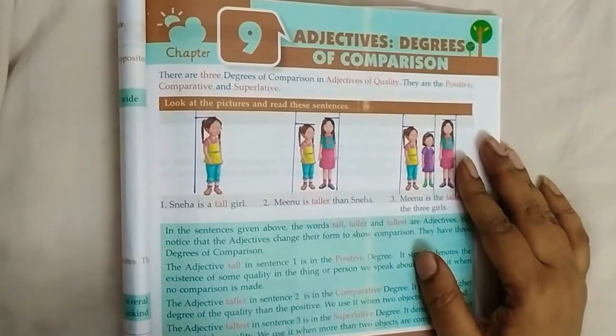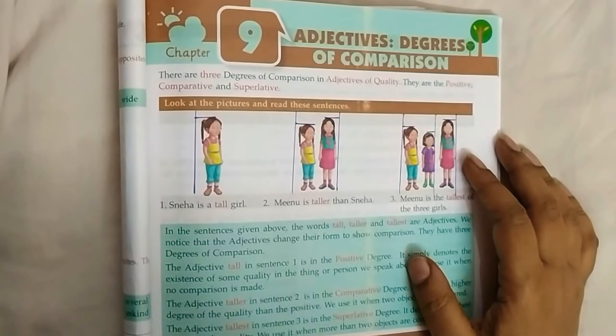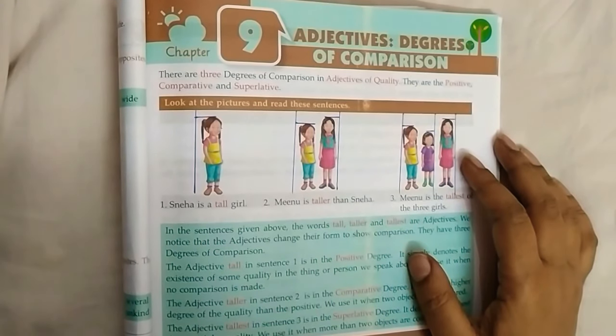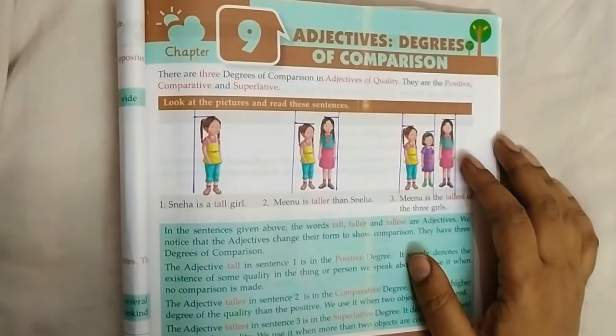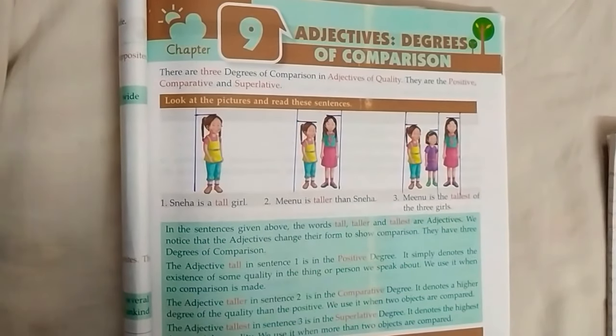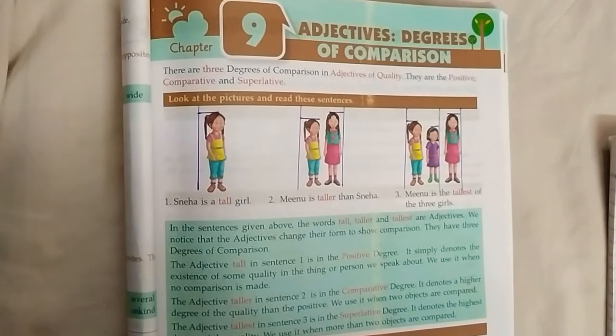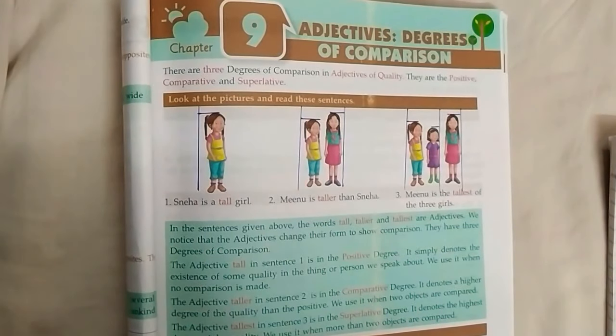Now, what is an adjective? We all know. Adjectives are describing words, and they describe nouns and pronouns. Now, the degrees of adjectives. If we talk about degrees of adjectives, that means we are talking about comparison. Comparison means comparing two things or more than two things.